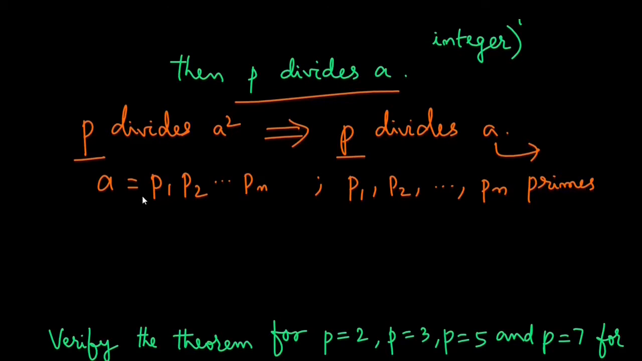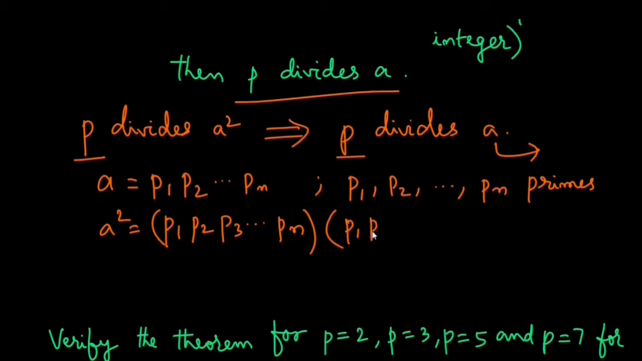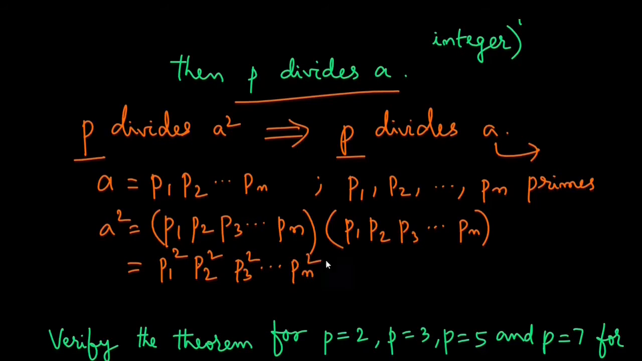If a is equal to p1, p2, etc. pn, then a square is a into a, so a square becomes p1, p2, p3, etc. pn into again p1, p2, p3, etc. pn. Now it can be written as p1 square, p2 square, p3 square, etc. pn square. Now what is given?